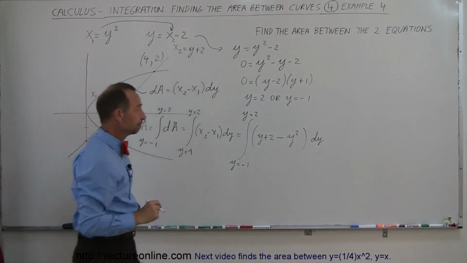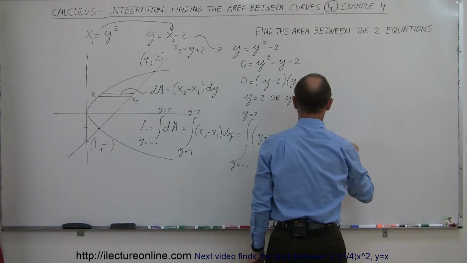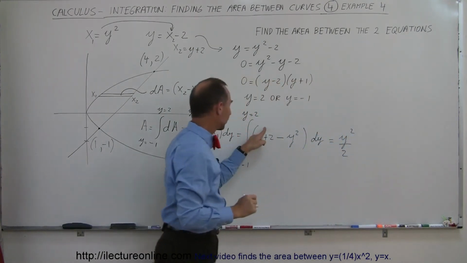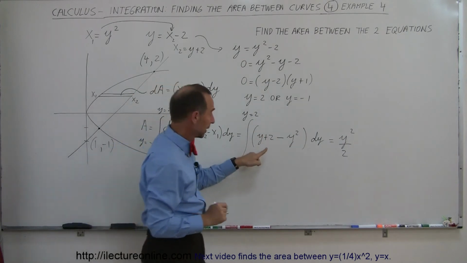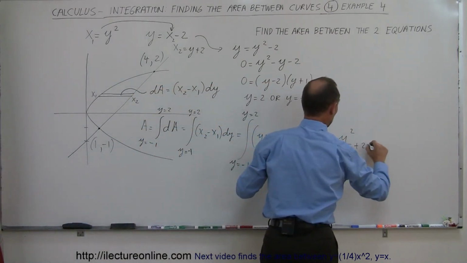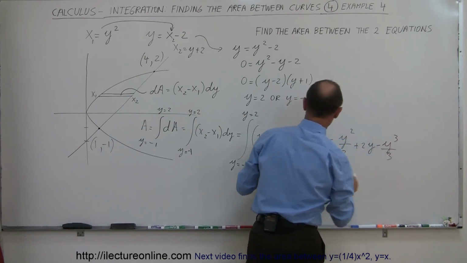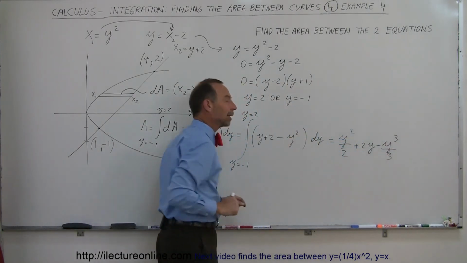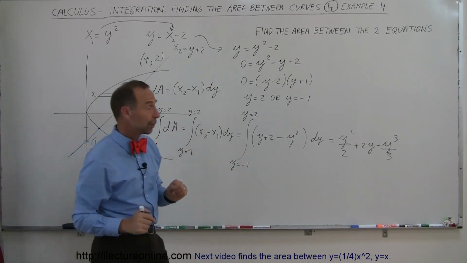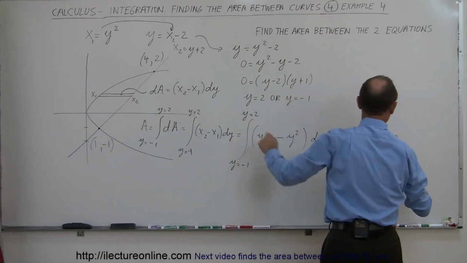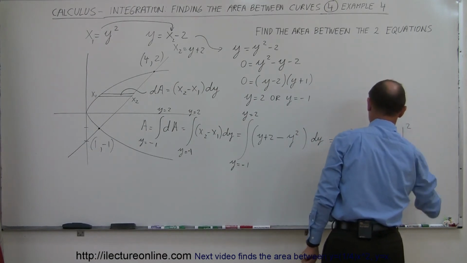If I integrate that, I get y squared divided by 2, so I add a 1 to the exponent, divide by the new exponent. Then I get plus 2y, and minus y cubed divided by 3. Again, I add 1 to the exponent, divide by the new exponent. And then I have to evaluate that from y equals -1 to y equals 2. So from -1 to 2.